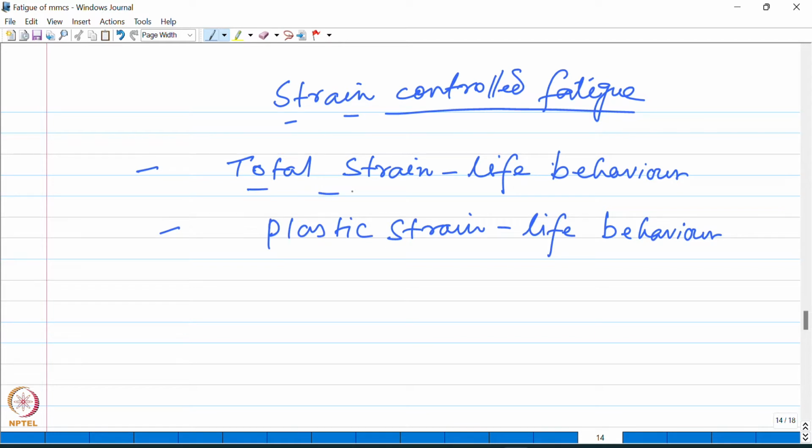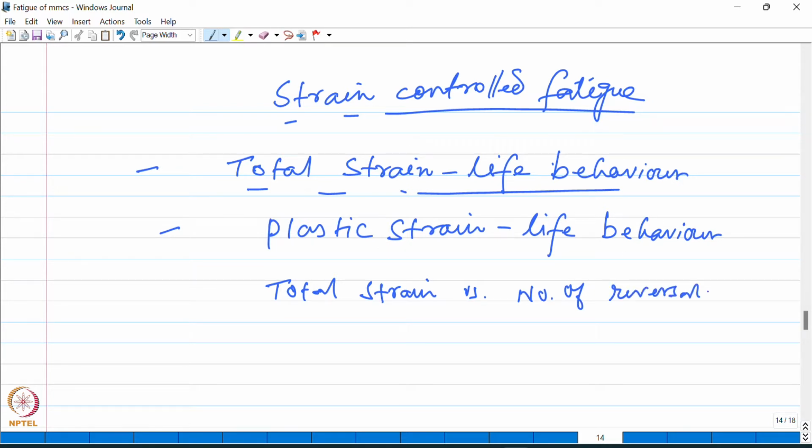So let us first talk about this total strain life behavior, where the fatigue data is plotted as strain versus number of cycles, or rather total strain versus number of reversals to failure, which is also written as 2N, and one cycle is 2 reversals.